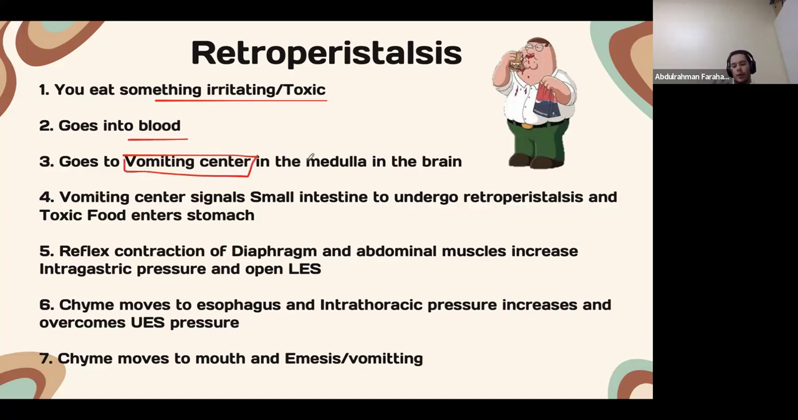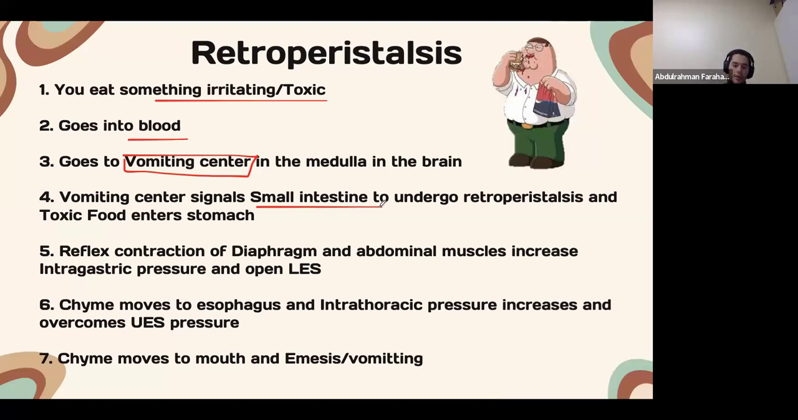Now, the vomiting center is like a security guard. This guy looks at the blood and makes sure that nothing toxic or nothing bad is there. So once it detects toxic material or irritating substances in the blood, the vomiting center is alarmed and starts sending signals to the small intestine. What's it going to do? It's going to reverse the peristalsis happening in the small intestine. So the vomiting center signals the small intestine to undergo retroperistalsis and push the bolus, the toxic material, back into the stomach and eventually for expulsion.